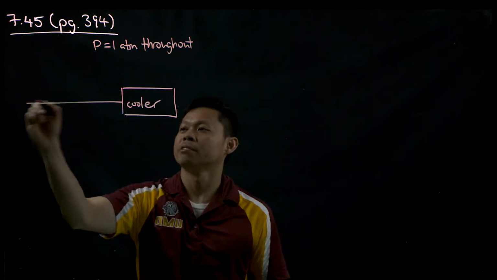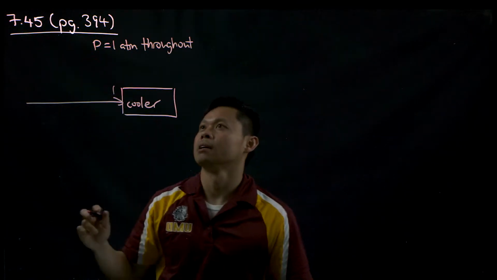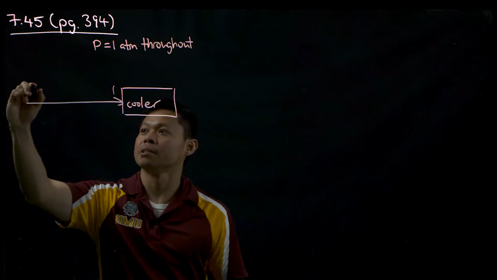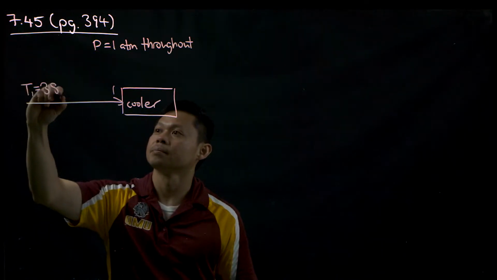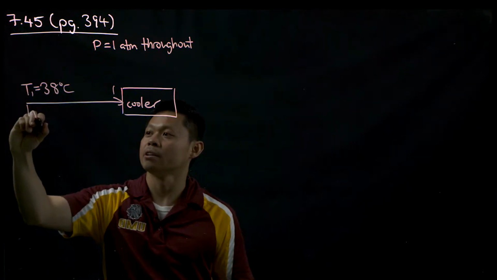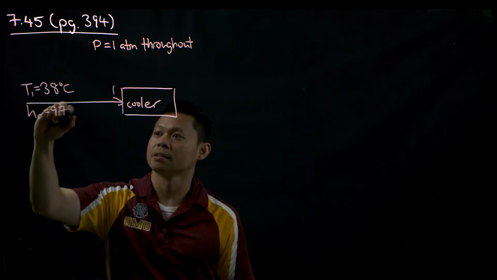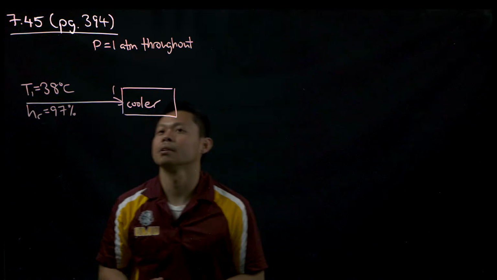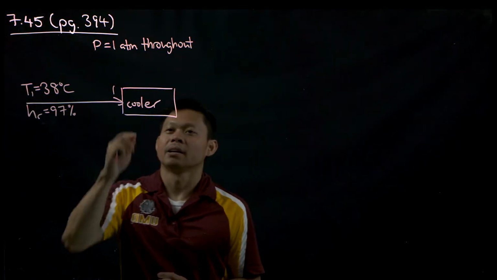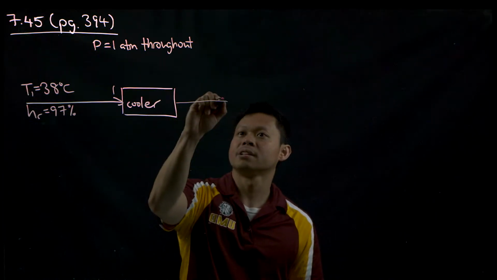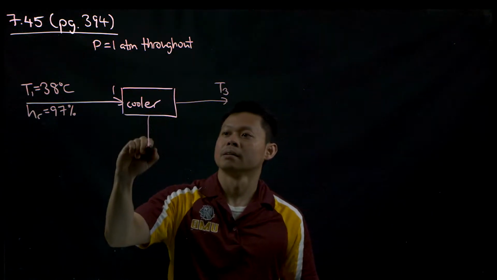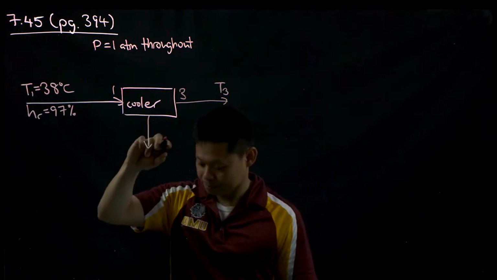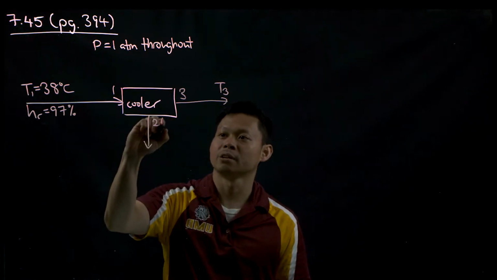We have a stream of humid air coming in. We are told that the temperature it comes in at is 38 degrees C, and it has a relative humidity of 97%. It comes out of the cooler at 14 degrees C. I'm going to call this stream 3, and this is stream 2. This is our liquid stream.